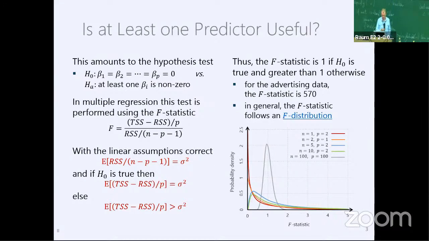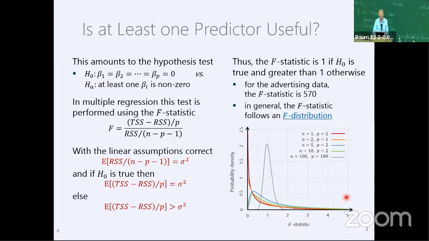Now, for the advertising data, if we just run it with news, TV, radio, in one go over all 3, we get an F statistic of 570, and 570 is larger than 1, so, hey, we have some evidence. But we want to do significance testing. Is 570 large enough? By gut feeling, you can say yes, but let's make this a little bit more precise.